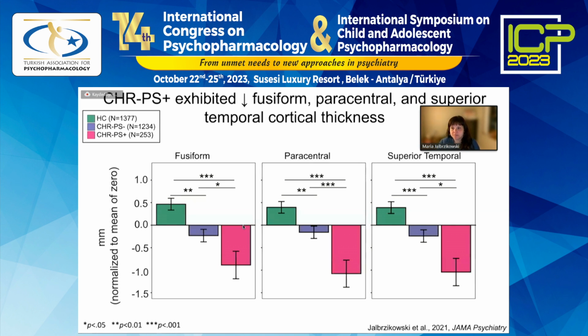And what's interesting to me, I think, is that 2 of these regions are considered functionally relevant for perceptual positive symptoms. That's the fusiform region and the superior temporal region. The fusiform is involved in higher order visual processing, and the superior temporal cortex is involved in auditory processing. And both of these regions have been previously implicated in schizophrenia.